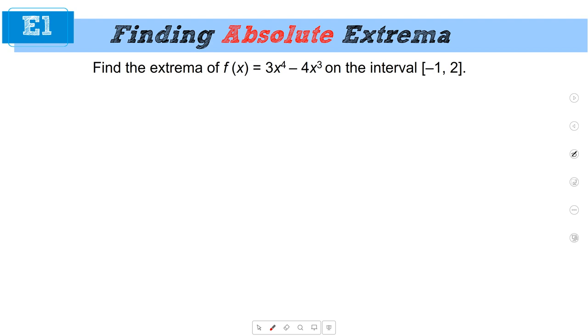Okay, so let's try one. I got a quartic. Do you have any idea what a quartic looks like? It's okay, you don't have to. Looks like a W most of the time, but that's irrelevant. I want to find the absolute extrema of this function. So it's going to be one of two places. It's either going to be one of the turning points, i.e. relative maximum or minimum, or it's going to be one of the endpoints. Okay, so let's start with this first. Take the derivative of that, set it equal to zero, solve, and tell me where those critical numbers are, please.